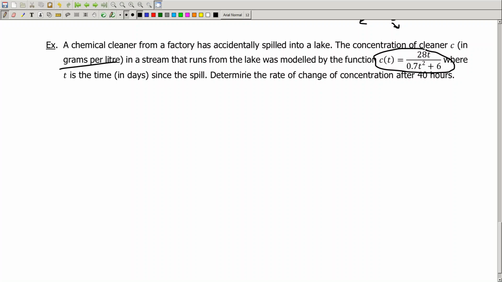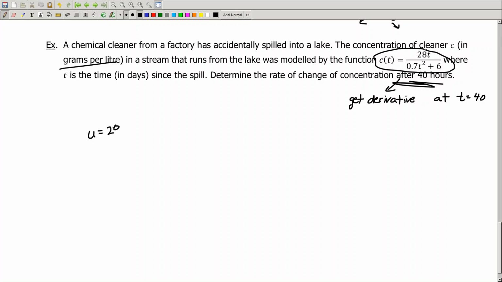So determine the rate of change of concentration after 40 hours. After is instantaneous. So it's basically saying get the derivative, or slope, at t equals 40. So first, what you're going to do is the derivative.